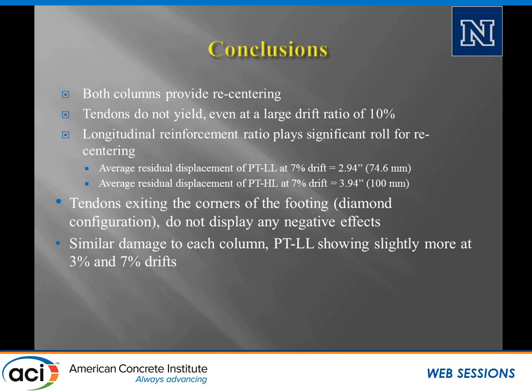And again, when we have this recentering, the residual displacements were slightly higher when we had a higher amount of traditional reinforcement. So essentially 3 inches versus 4 inches as we increased the amount of conventional reinforcement. When we had those tendons exiting out the side, the system still behaved fine. There was no impact of that. And they had similar damage. The low reinforcement showed slightly more than the higher one, but it was really difficult to tell in terms of an overall performance difference.